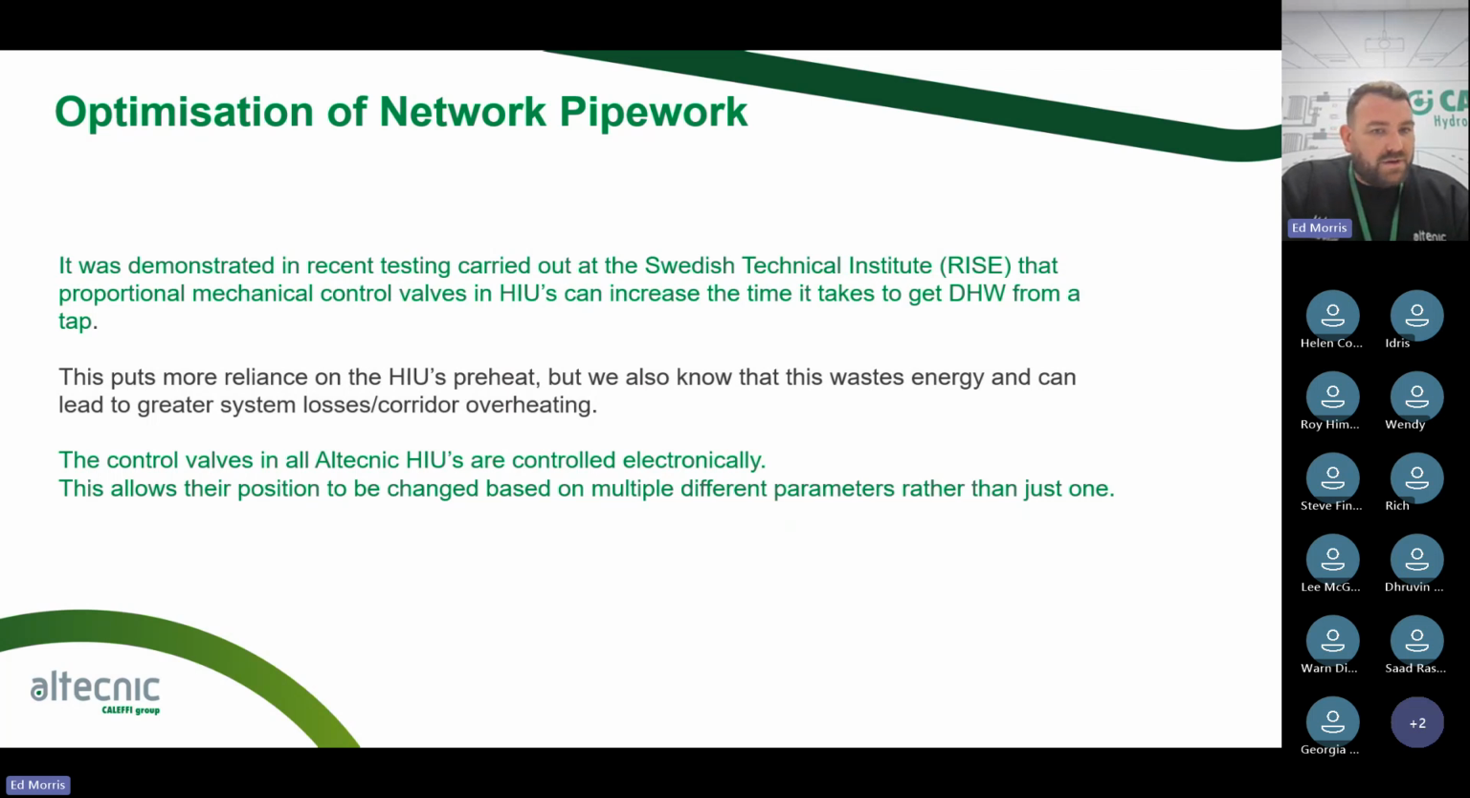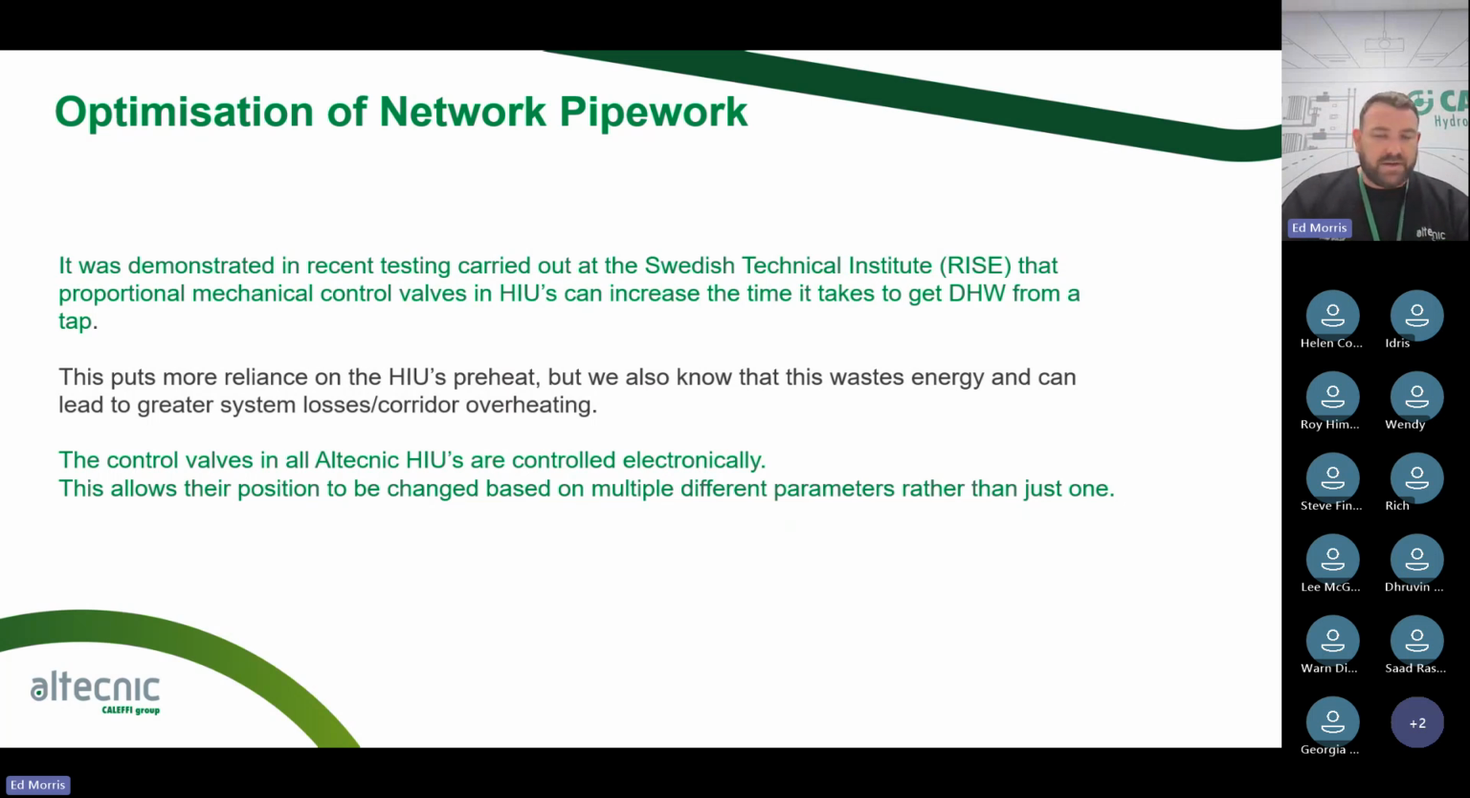The control valves in certain HIUs, including ours, are controlled electronically, and this allows their position to be changed based on multiple different parameters rather than just one. So if we see a demand for hot water on electronic HIUs, the valve will open in what we call a boost function. So it will open as fast as it can to its full opening. The plate will get hot and it will start to modulate itself down to regulate the rest of the flow going through this.